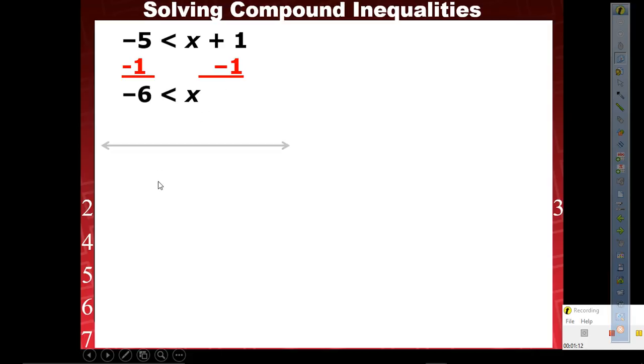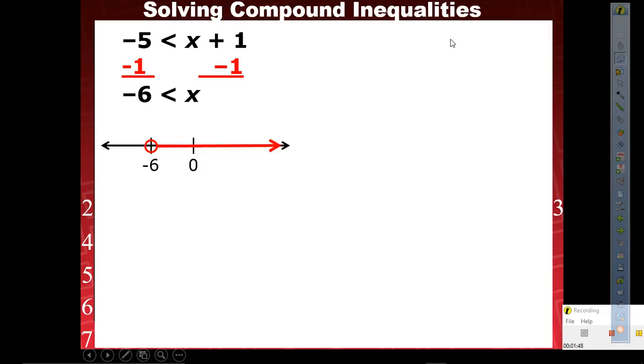To graph that, you create a number line, starting with the dividing point. What's the dividing point? -6. And it's an open point because this one does not have an equal sign. Is that correct? Yes. So if we read it, it says -6 is less than x. -6 is less than which numbers? The ones to the right or the ones to the left? Right, on the right. That is correct. -6 is less than all these numbers.